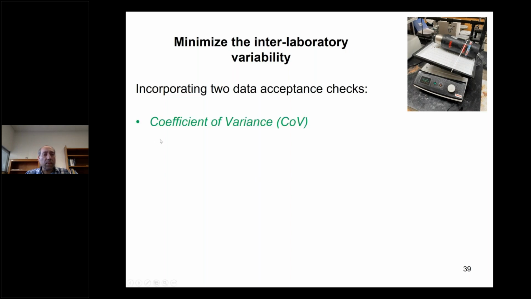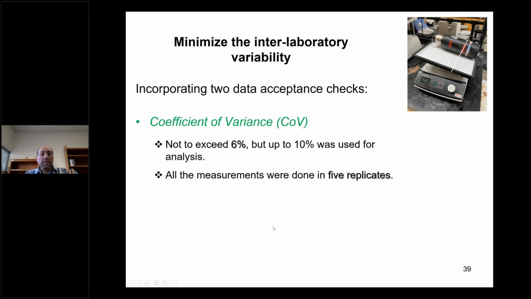First was coefficient of variance, or COV. The coefficient of variance of ice melting capacity for each lab should not be more than 6%. But we accepted COVs up to 10% for analysis. Otherwise, we would have to remove many laboratories from the research. All the measurements were done in 5 replicas.